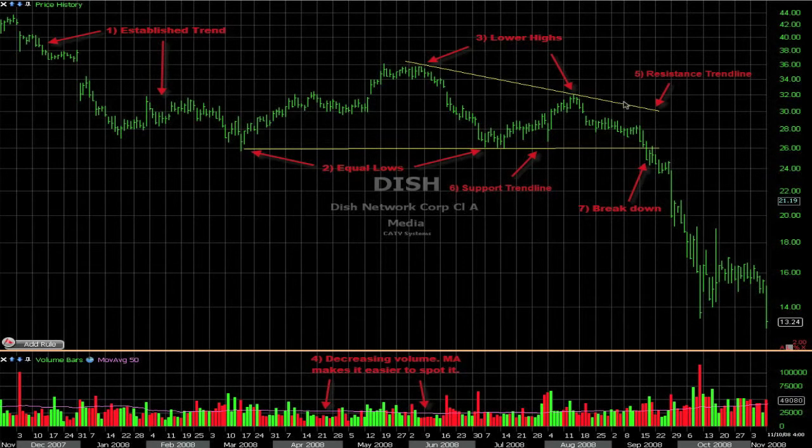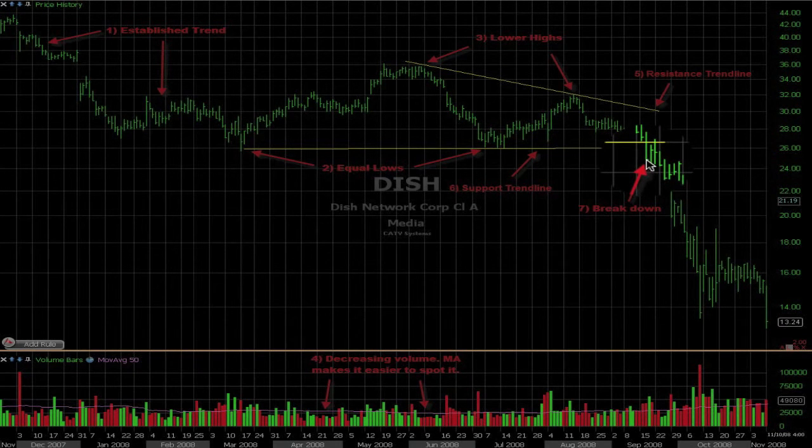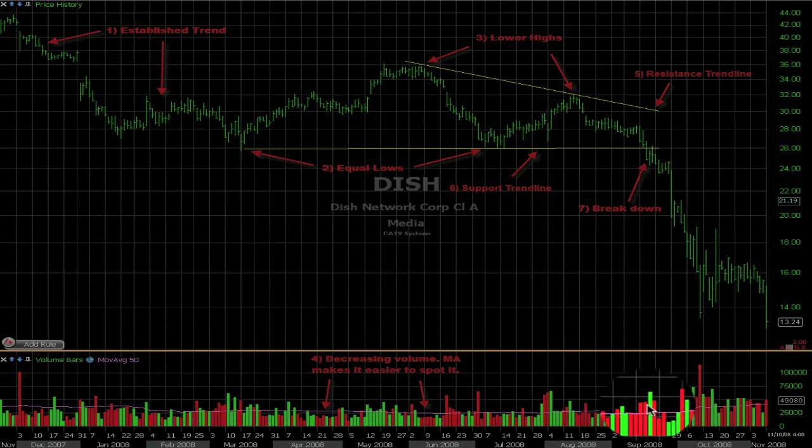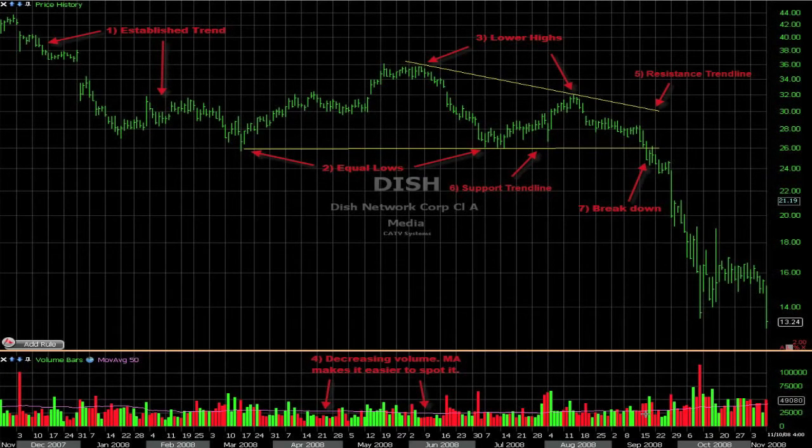And 7, the breakdown, and this is very important because this pattern is not confirmed until we get a close underneath the support trend line. So when this close happens, we've got a confirmed descending triangle. Often you will see increased volume on the breakdown, this bar here. This increase in volume improves the odds that this breakdown is valid.